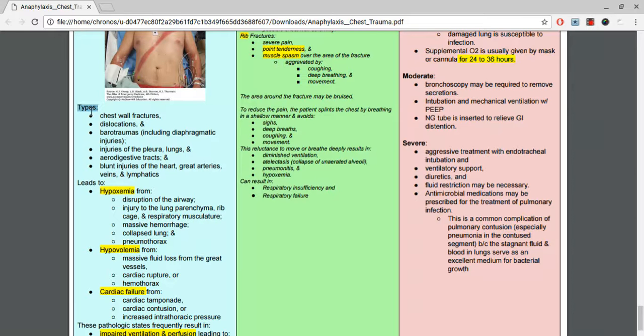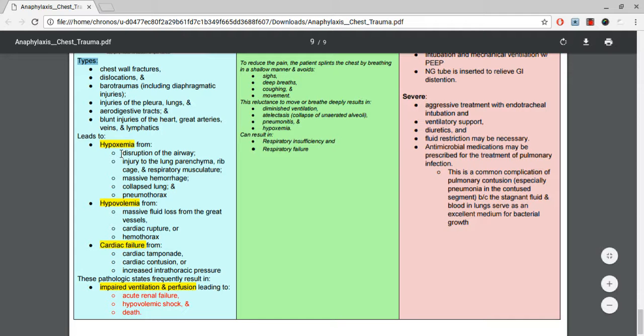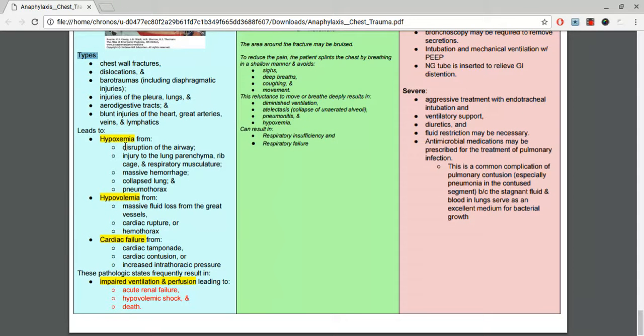These are the different types of problems that can occur with a chest trauma. You can have a fracture or dislocation, all kinds of injuries like a diaphragm injury, injury of the pleura, the lungs, the aerodigestive tracts. You can hurt your heart, your arteries, your veins, and your lymphatic system. And basically, when you hurt these things, they can lead to hypoxemia, hypovolemia, and cardiac failure. And this goes into a description of it. But basically, what I want you to take from it is it's going to cause hypoxemia, hypovolemia, and cardiac failure. Okay?